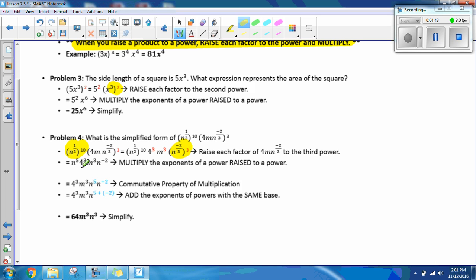Since I have two factors that have the same base, n to the 5th power and n to the negative 2nd power, I just have to add those two exponents, and I can rewrite that as n to the 3rd power. M to the 3rd power does not have another factor with the same base, so that just stays, and 4 to the 3rd power simplifies to 64.